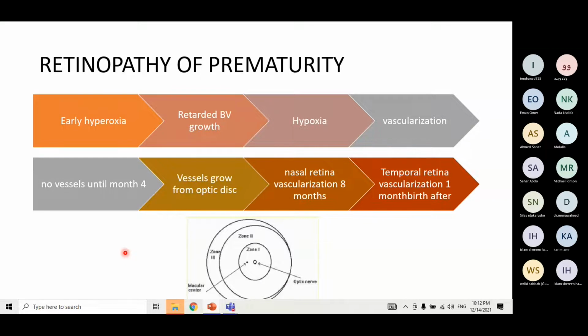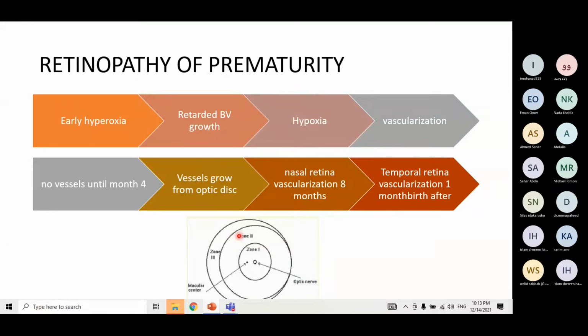We need to know that retinopathy of prematurity is a biphasic disease. So in phase 1, when the patient is born, just coming from the intrauterine life and breathing oxygen will cause what we call relative hyperoxia. So the oxygen levels will increase, and this will cause damage of the peripheral retinal capillary bed, because the hypoxia is important for this capillary bed to develop. And this will cause what we call retarded blood vessel growth. This is phase 1, which usually develops in the first 4 weeks.